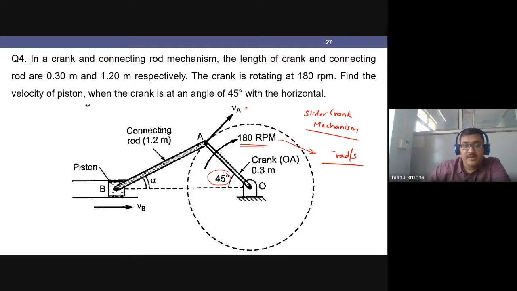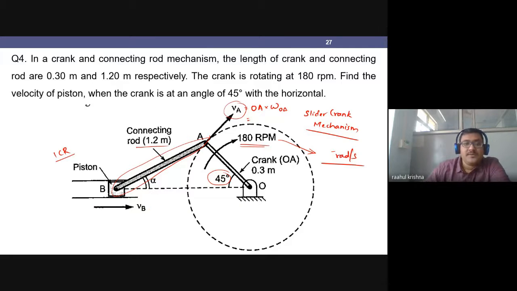In the same manner, here at this end, which is completely fixed, I have only motion along one direction. So VA will be my OA into omega OA. With this, I'll get my velocity at end A. After getting the velocity at end A, for the connecting rod I can apply the ICR method, for the connecting rod of length 1.2 meters, and get the velocity at end B.